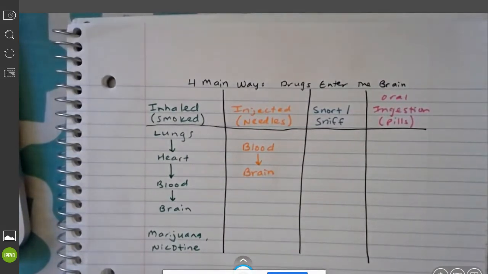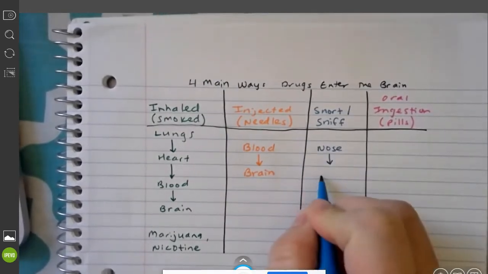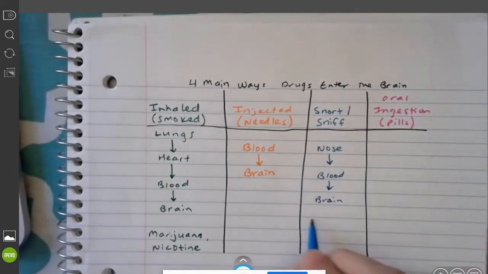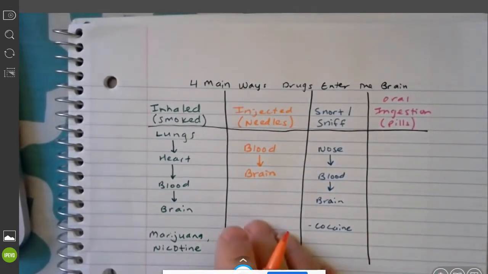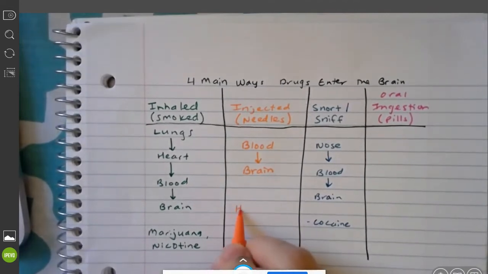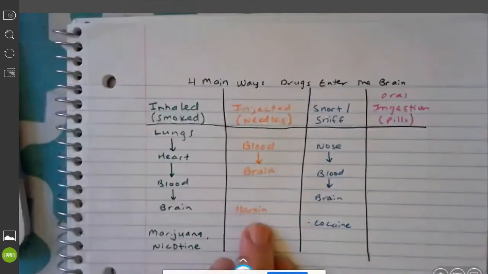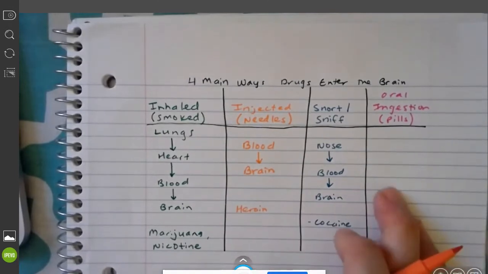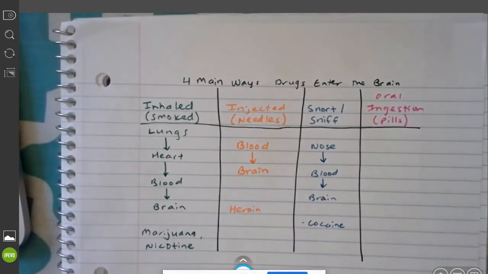Snorting or sniffing something, this would be goes through your nose, then into the blood, and then once something's in your blood, it can take the highway to your brain. Something that's often snorted or sniffed would be cocaine. Going back to the injectable drugs, this would be something like heroin. Keep in mind, most drugs can be taken in these different ways. They can be melted down and injected, or put into a powder form to be snuffed, or into a plastic capsule to be digested.